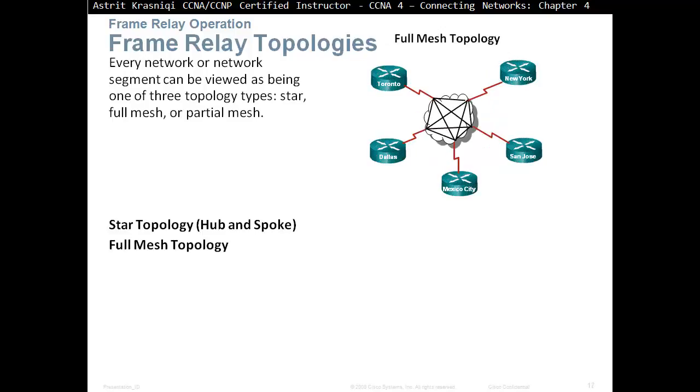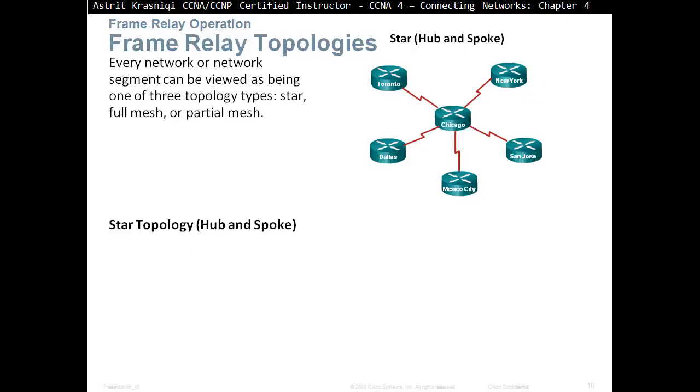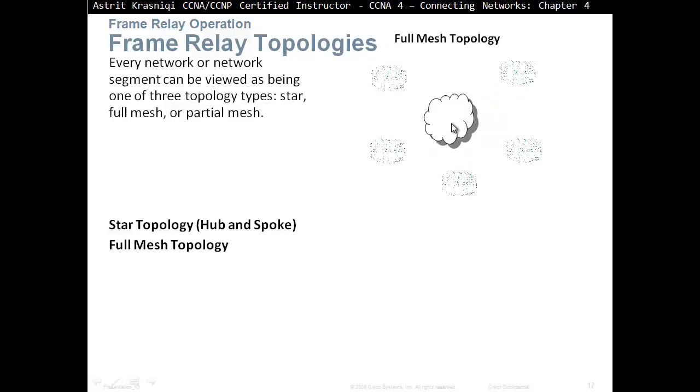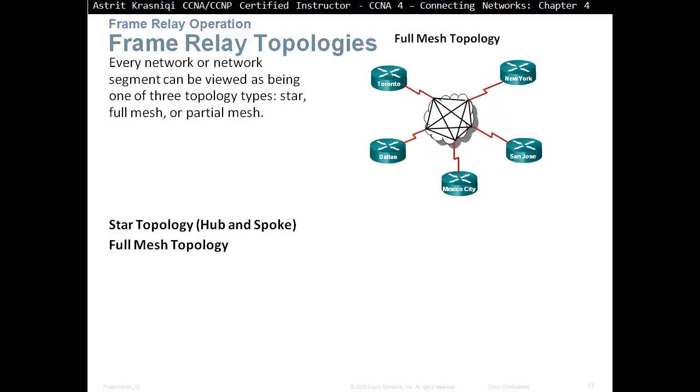Then we have a full mesh topology, where you connect every spoke to every other spoke. So for example, there's no hub and spoke. The problem with hub and spoke is that if Chicago fails, nobody can communicate with each other. So full mesh is like, okay, there are no hubs here. Everybody will be able to communicate with each other, and it's no problem if one of them fails. We can still have communication. This type is going to be the most expensive.